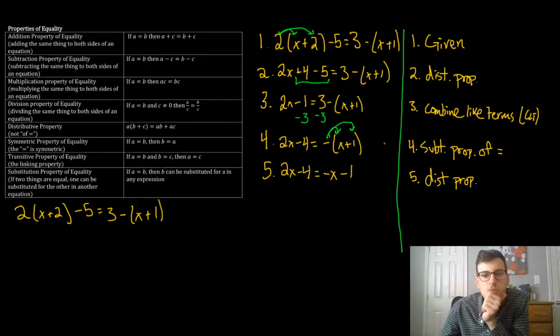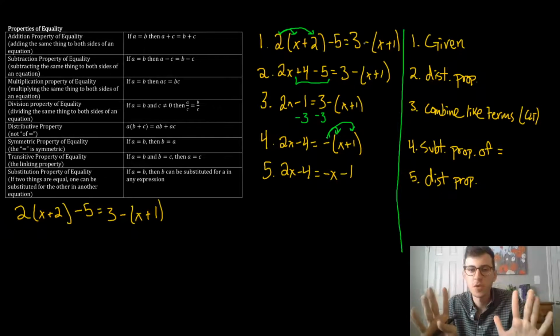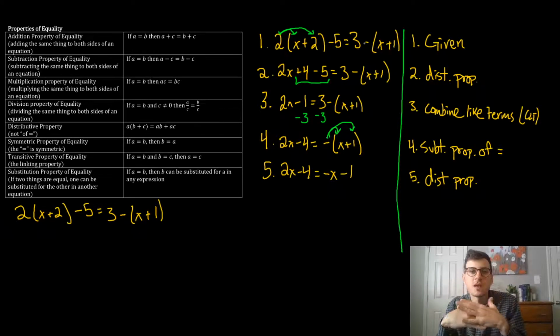And you might have noticed, hey, I could have done, between steps 1 and 2, the distributive property on both sides. And yeah, I'm okay with that. If you want to use the distributive property on both sides and just combine that into one step, that is okay with me, as long as you're using the same reason. You shouldn't be using multiple reasons for the same step.